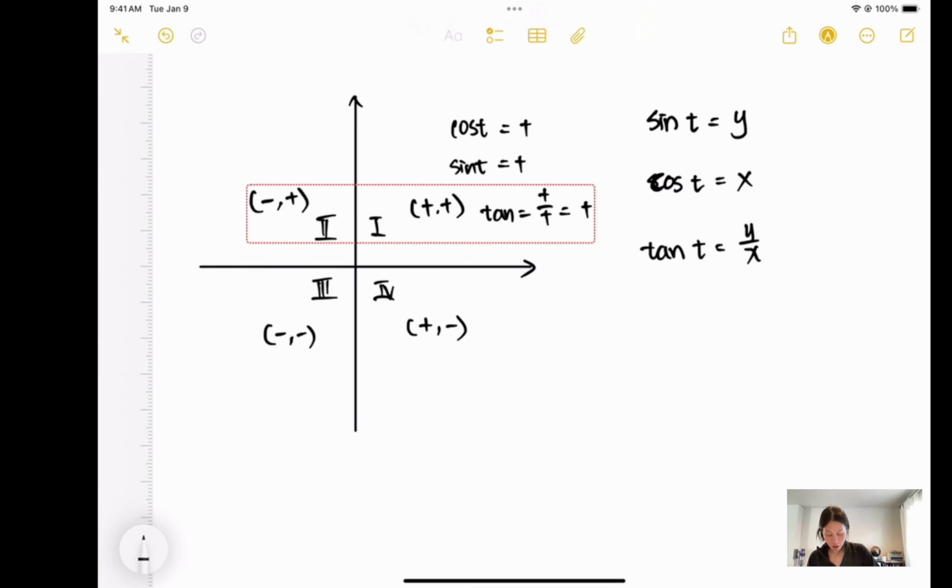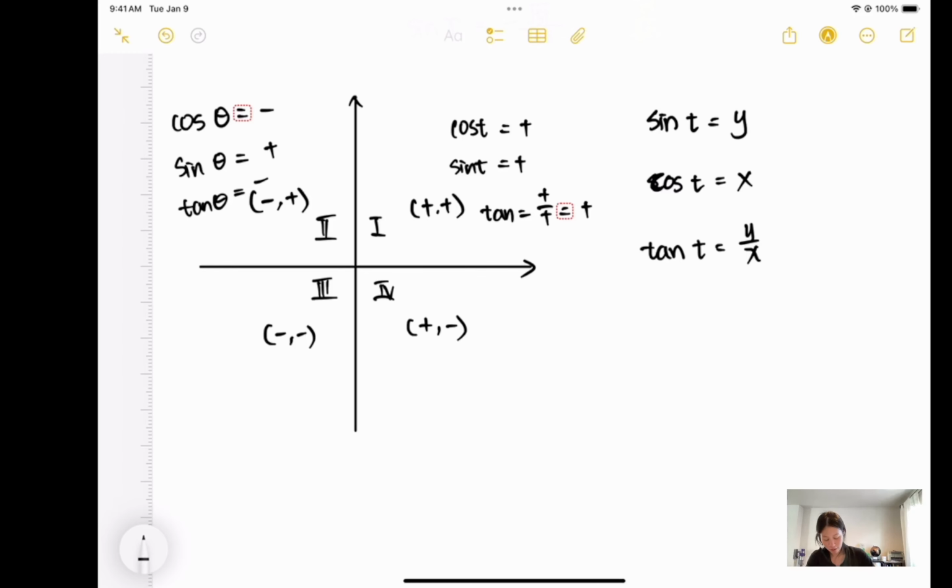Now, in the second quadrant, cosine is the x-coordinate, so cosine theta is equal to a negative number. Sine theta will be positive for all of the angles in the second quadrant. And tangent theta is equal to a negative number, because a positive number over a negative number gives a negative number. Now, in the third quadrant, cosine beta is equal to a negative number. Also, sine beta, which is the y-coordinate, will be negative. Then for tangent beta, you have a negative number over a negative number, and you will end up with a positive number because they cancel each other out.